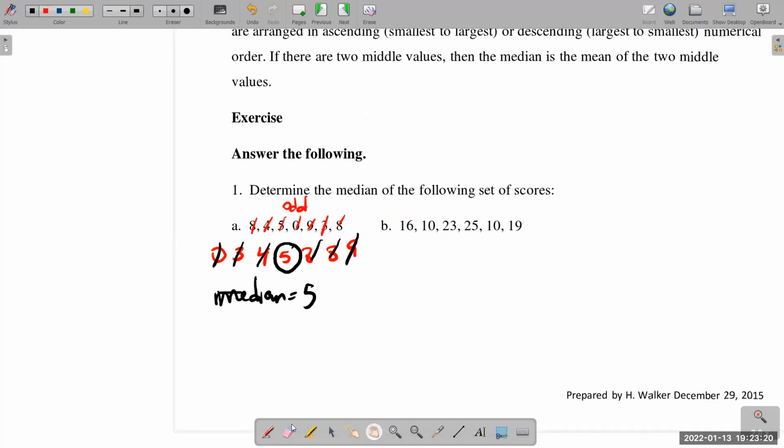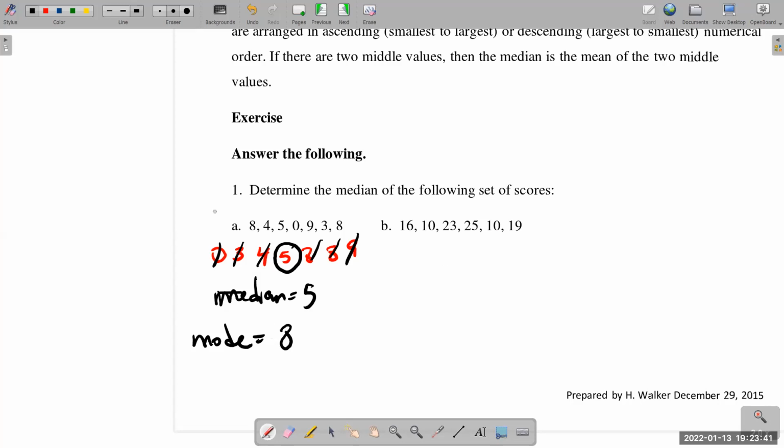And just for the purpose of clarity, what is the mode? What's the mode? Okay, I see one person telling me what's the mode. Somebody else, what's the mode? Excellent. The mode is 8. Excellent. That's what we're talking about.